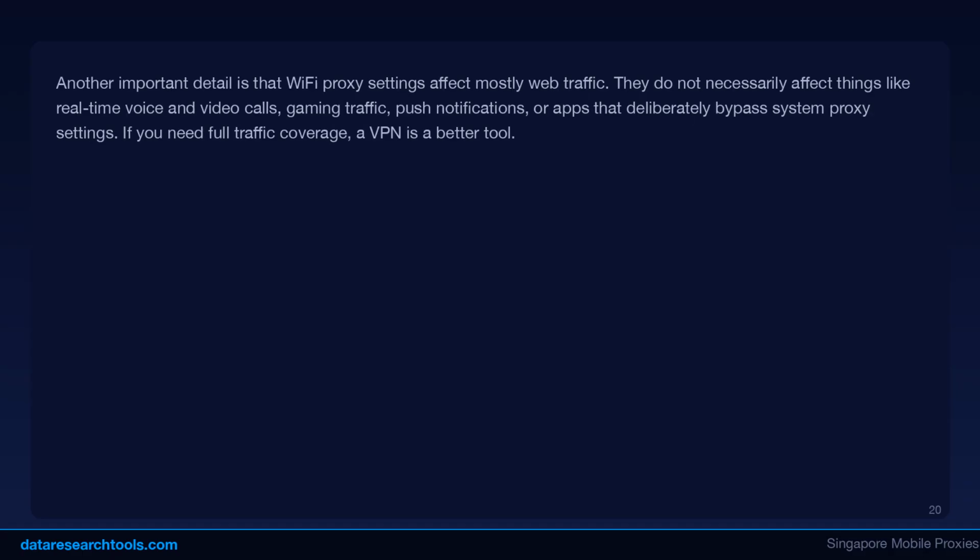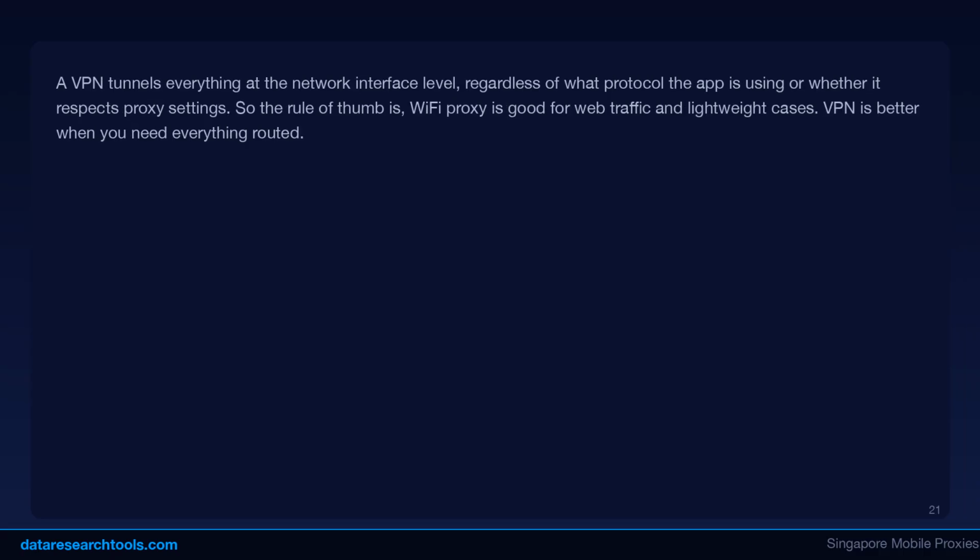Another important detail is that Wi-Fi proxy settings affect mostly web traffic. They do not necessarily affect things like real-time voice and video calls, gaming traffic, push notifications, or apps that deliberately bypass system proxy settings. If you need full traffic coverage, a VPN is a better tool. A VPN tunnels everything at the network interface level, regardless of what protocol the app is using or whether it respects proxy settings. So the rule of thumb is Wi-Fi proxy is good for web traffic and lightweight cases. VPN is better when you need everything routed.